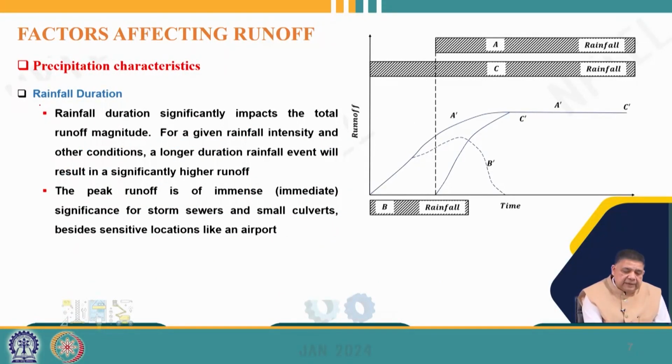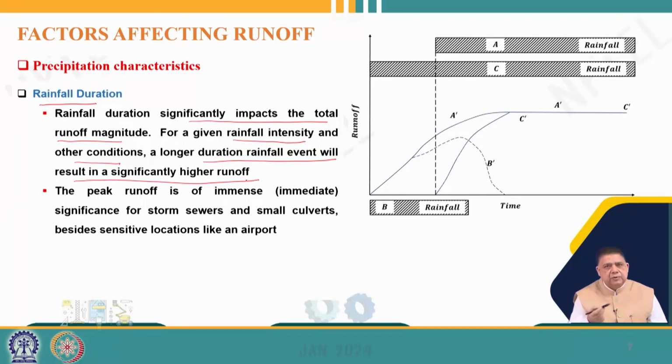Then, of course, the rainfall duration significantly impacts the total runoff magnitude. So, for a given rainfall intensity and other conditions, a longer duration rainfall event will result in significantly higher runoff, which goes without saying, because if intensity is fixed, then I minus F governs the rate, and of course, if the duration of the storm is longer, then obviously at this rate overland flow will occur, and the total volume will be much higher.